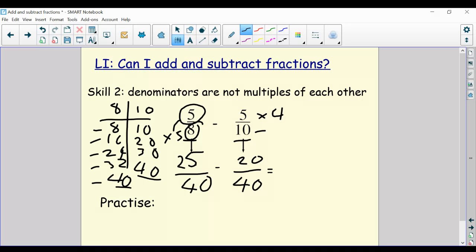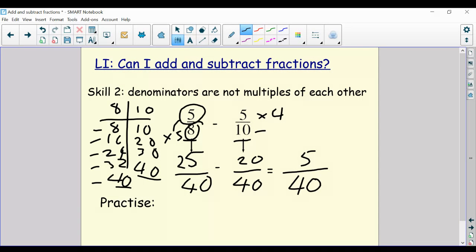to become 20. And now it's just a matter of subtracting the numerators. So we've got 25 minus 20, which leaves 5. And once again, the size of each piece does not change. They are still 40ths. Okay? So that's the general two things to remember.